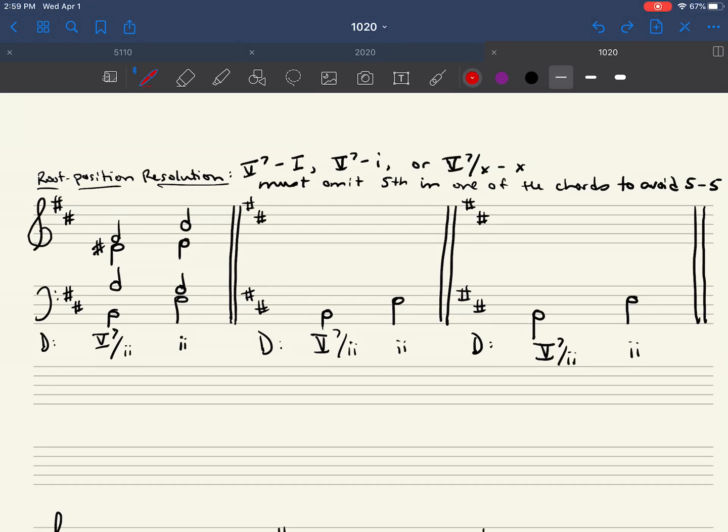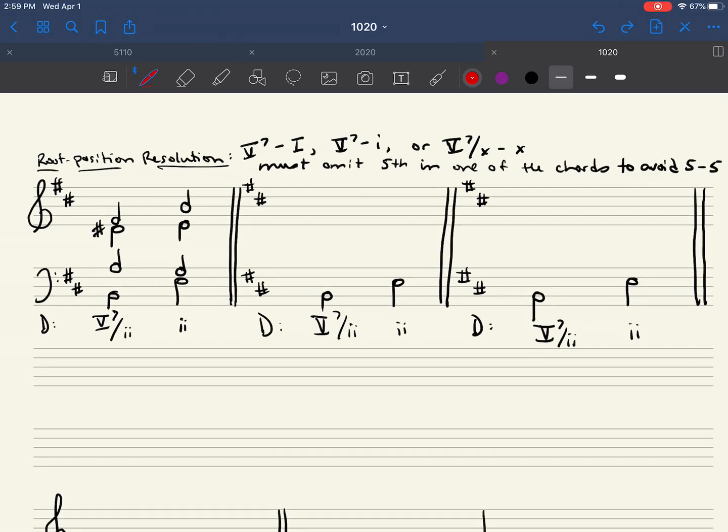So this is a video that demonstrates one of the mistakes I was finding more commonly in the homework assignments for the secondary dominant resolutions. This has to do with when we have root position resolutions of a 5/7 to a tonic.